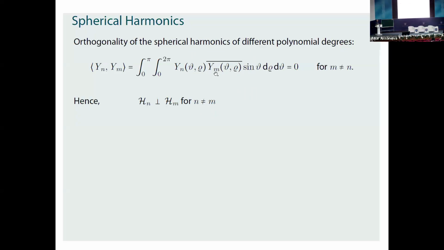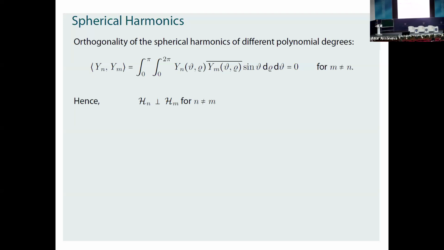Please remember these were factors of some e to the ik power and of some associated Legendre polynomials. If the different k's are different, then already the inner integral is 0, and then it's very easy. But if you have the same k, then you have to go on to use the orthogonality of the associated Legendre polynomials to show that Hn is orthogonal to Hm.